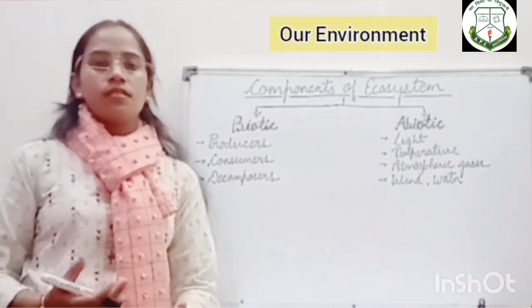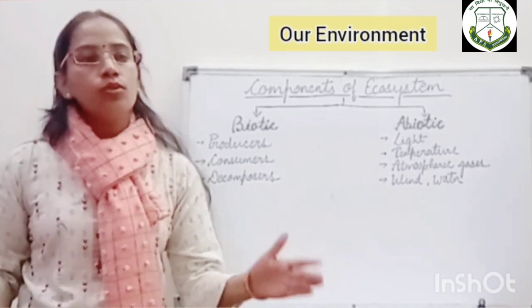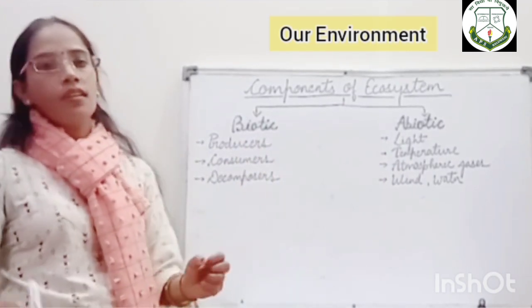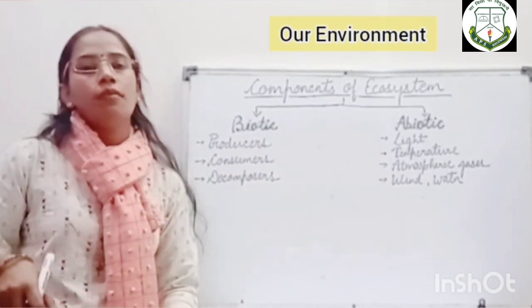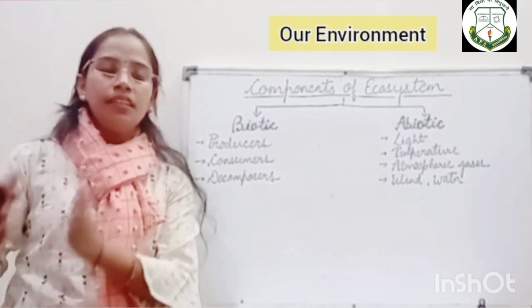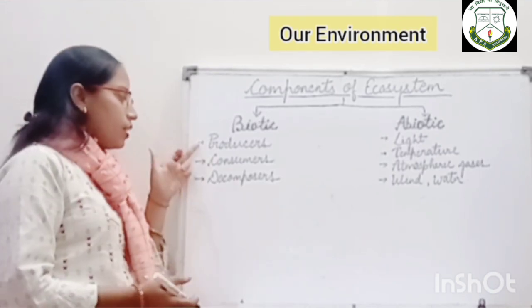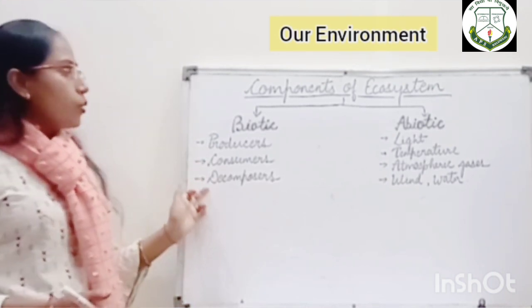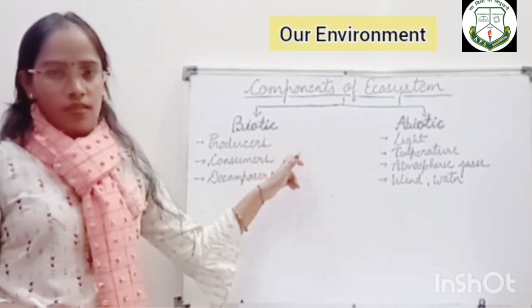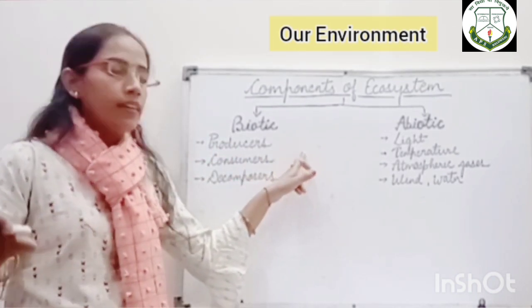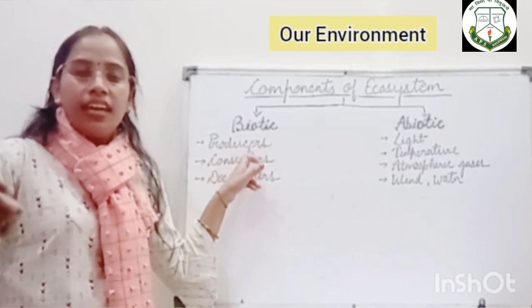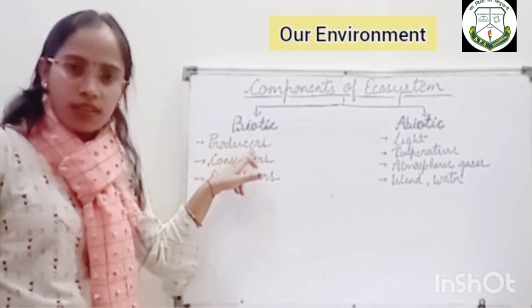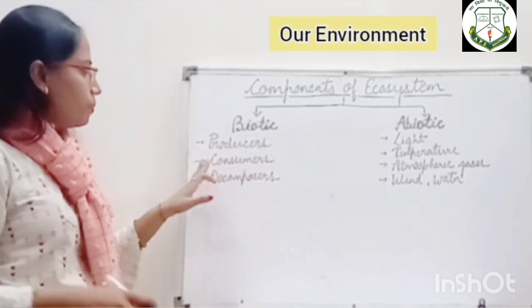Components of ecosystem are mainly divided into two groups, biotic and abiotic. The biotic components consist of all the living organisms of our environment, and they are again categorized into three groups. First one is the producer, second is consumer, and the third one is the decomposers. Producers include the green plants. As you all know, green plants are the producers. They make their own food with the help of sunlight. They do photosynthesis and make their food.